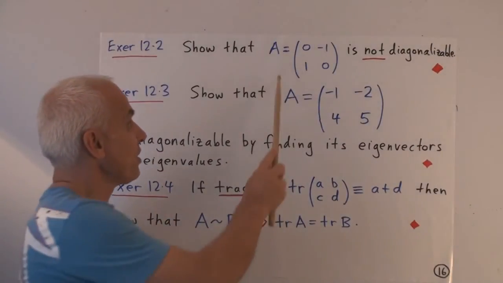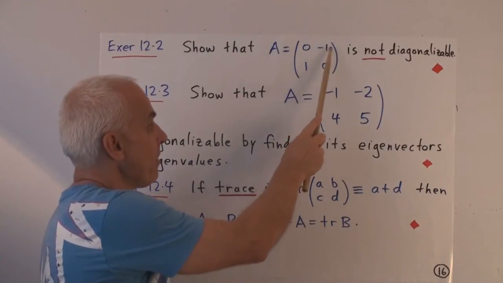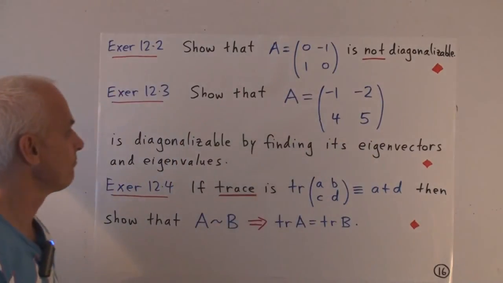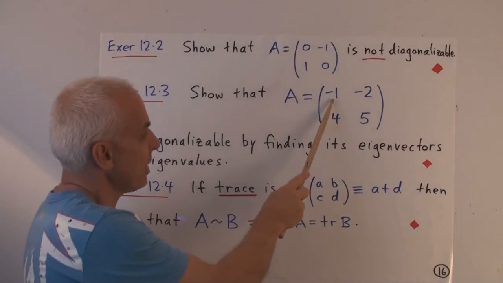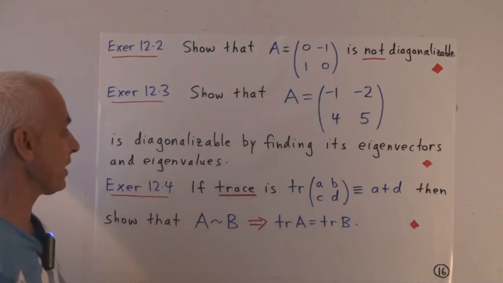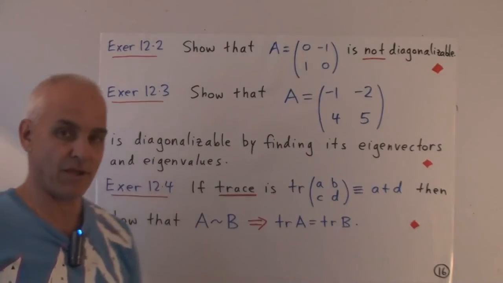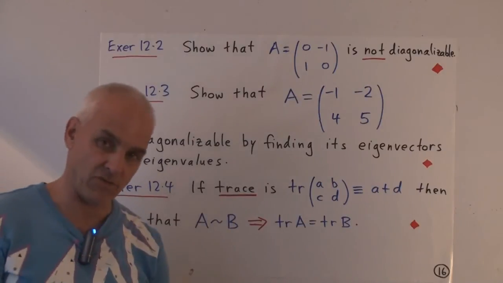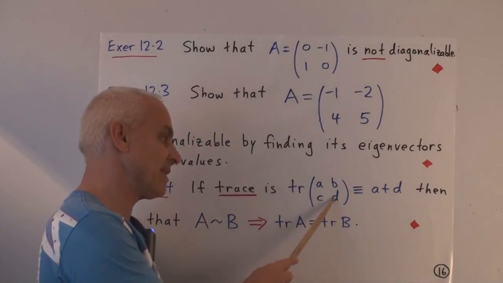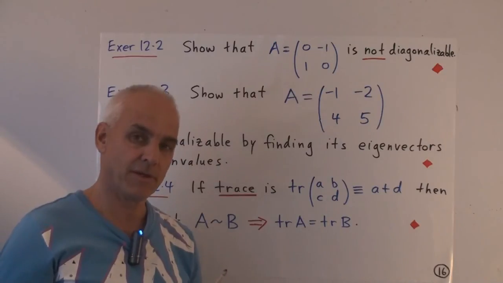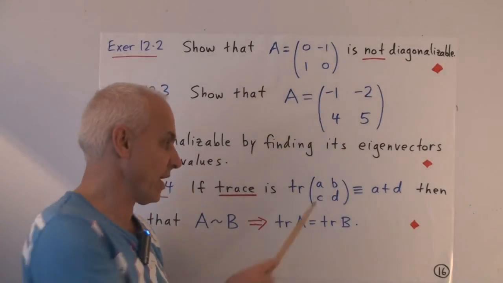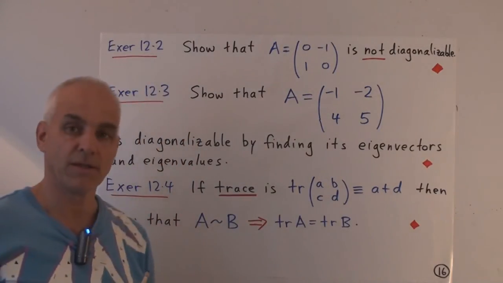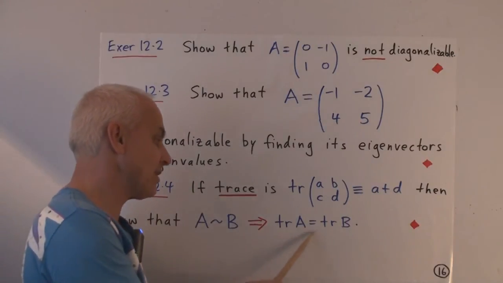Second exercise, show that the matrix A, 0, 1, minus 1, 0, that was a rotation matrix, is not diagonalizable. Show that the matrix A with entries minus 1, minus 2, 4, 5 is diagonalizable by finding its eigenvectors and eigenvalues. And finally, if we define the trace of a matrix, say in the 2 by 2 case, to be the sum of the diagonal entries, that's the definition even for a larger matrix, the trace is always the sum of the diagonal entries. Then show that if two matrices A and B are similar, then their traces are the same.